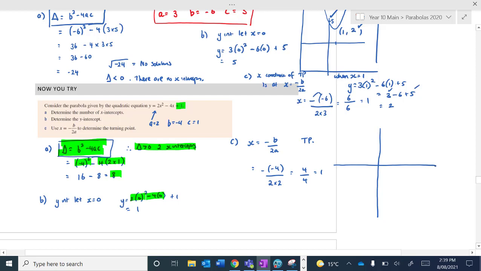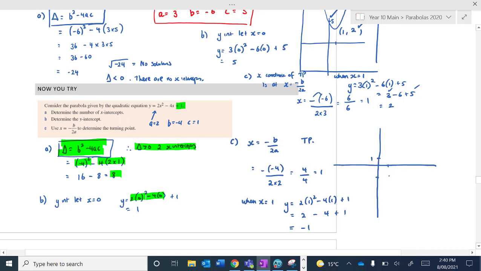We won't worry about what they are for the time being, but we're going through y equals 1, and our turning point is at x equals 1. So our turning point is at x equals 1, and when x equals 1, y is equal to, let's substitute that in, 2 times 1 squared minus 4 times 1 plus 1 is 2 minus 4 plus 1, which is 3 take 4, which is negative 1.